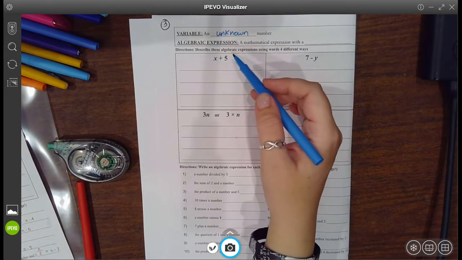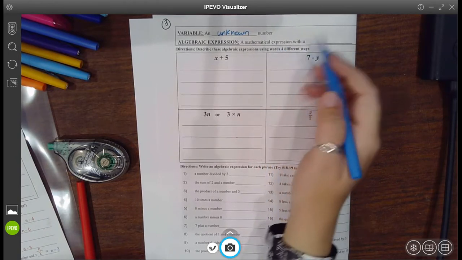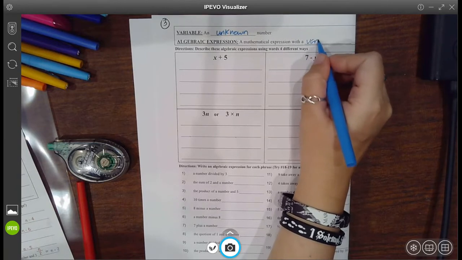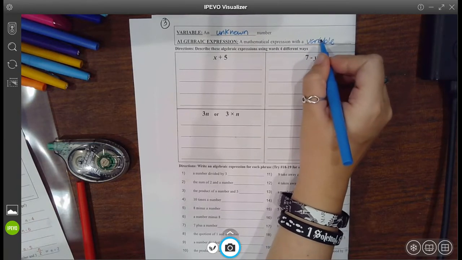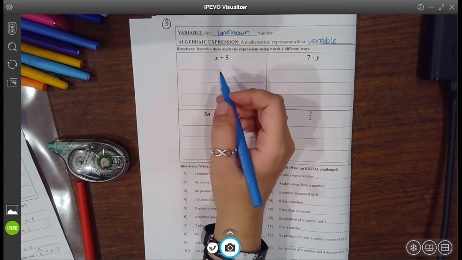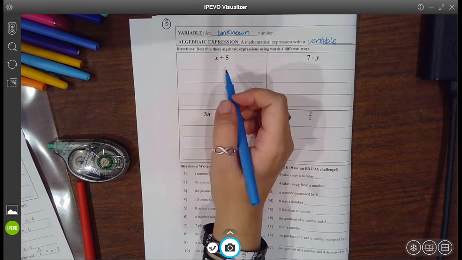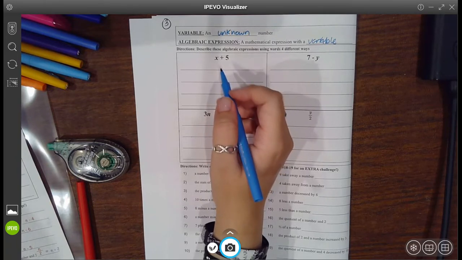An algebraic expression is just like a numerical expression, except it's an expression that contains a variable to represent some unknown number. So instead of saying, like on the other side, we did 4 plus 2, now we're going to say a number plus 5. What number plus 5? We don't know.